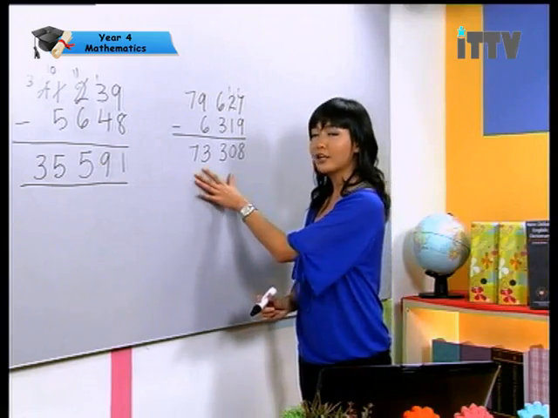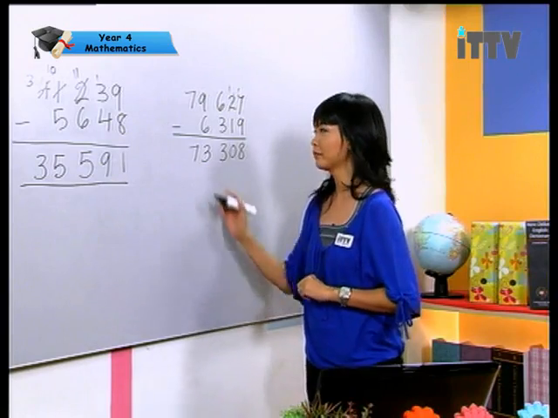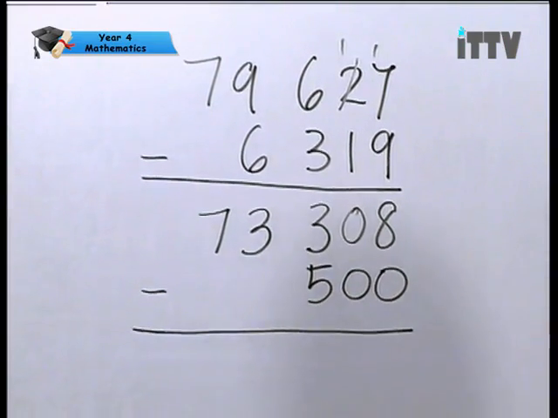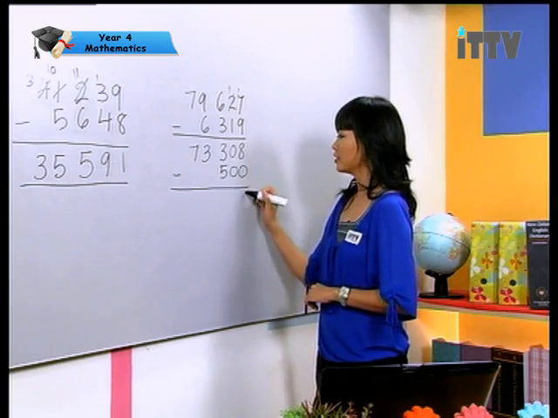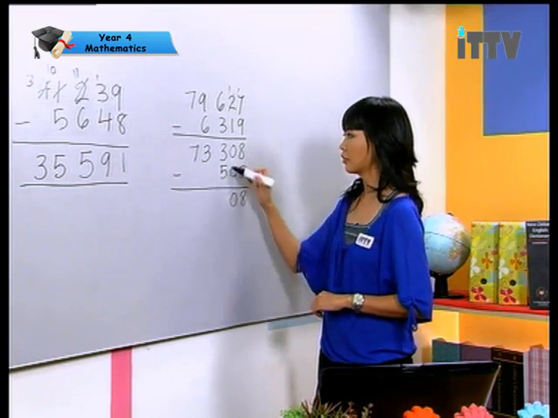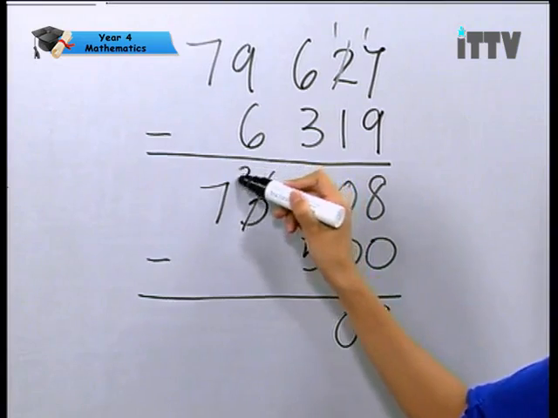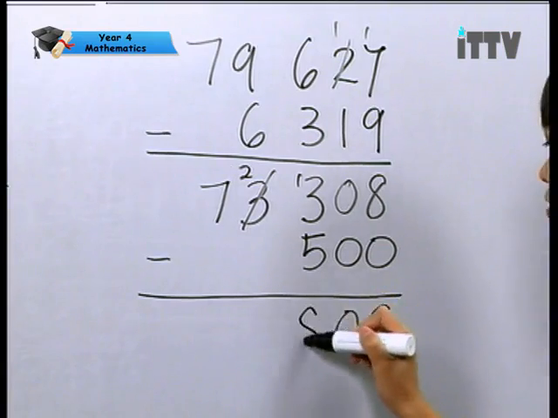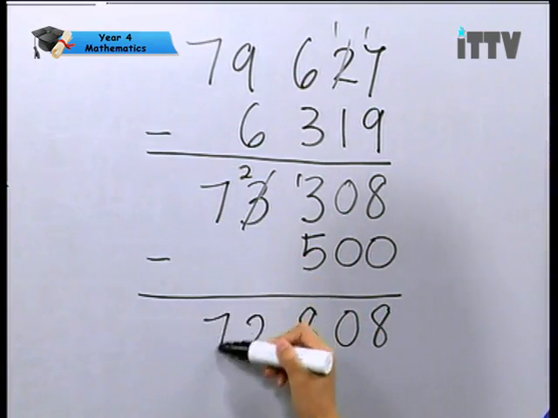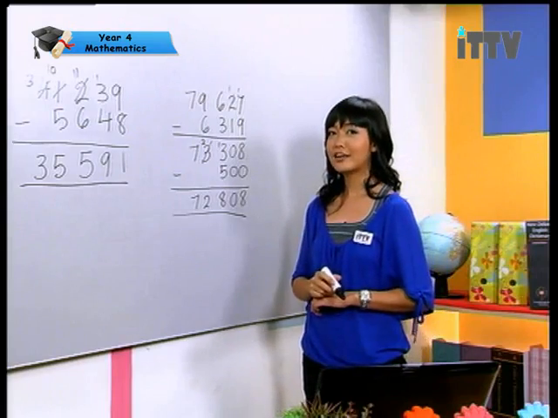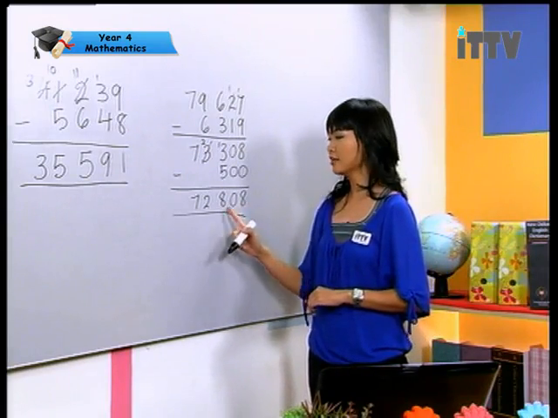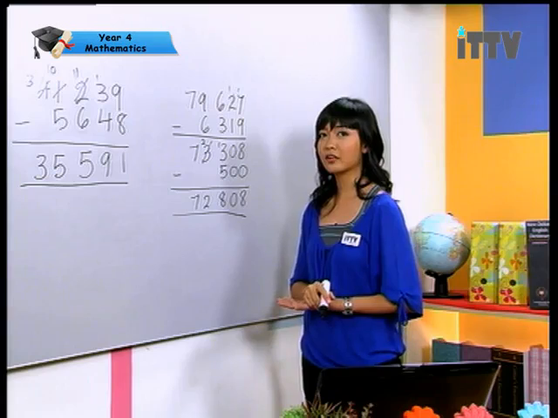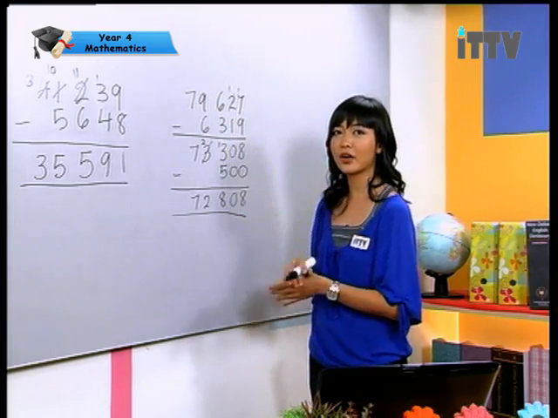Now, from here, we will subtract the third number, which is 500. Okay, let's go. 8 minus 0, 0, 3, cannot minus 5. 13, that will do. 13 minus 5 gives us 8. And over here I have 2 and 7. Okay, so our answer is 72,808.